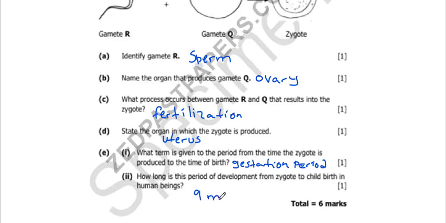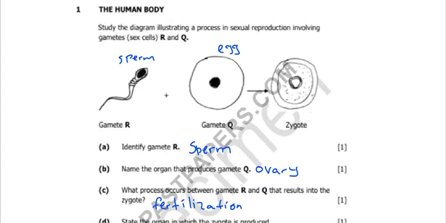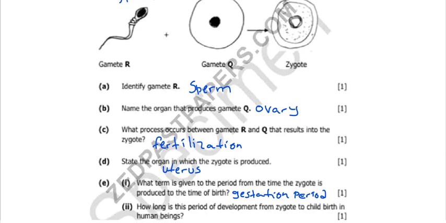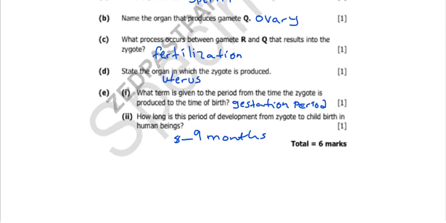It takes 9 months. So it's usually 8 to 9 months. But you just say 9 months is okay. And we are done with question A. Question one, as you've noticed, was quite a simple question. Straightforward. Nothing complicated, and we are done with question one. We can move on to question two.